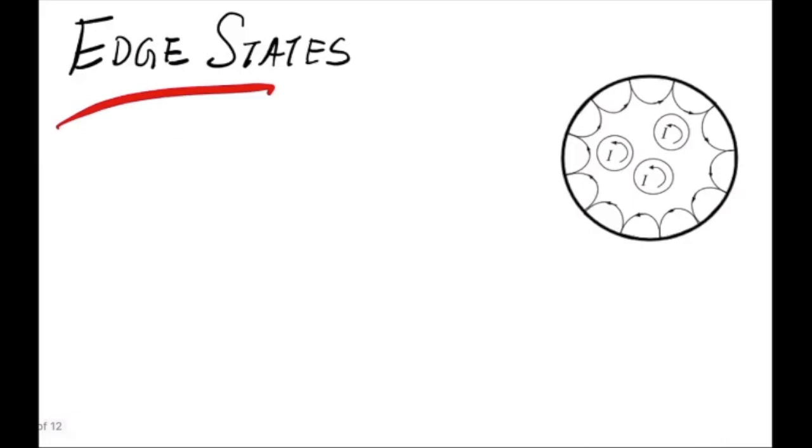But again, now we need to ask ourselves, if these states are there, where are these states actually localized? Where do these states actually exist? To answer this question, we look at a phenomenon known as edge currents. So what are these edge currents?